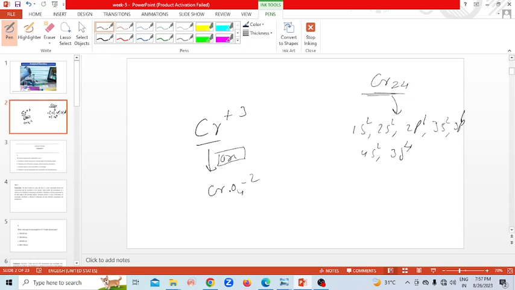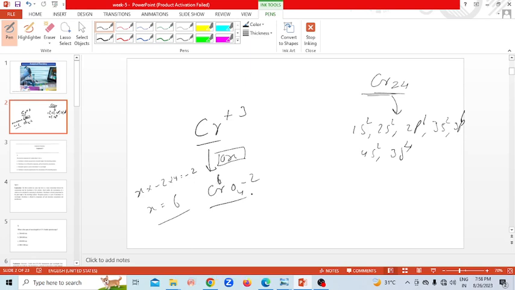So what will be the oxidation state of chromium? Let it be X. Oxygen is minus 2, so minus 2 into 4, and the overall charge is minus 2. So X will be plus 6. If you calculate, you will get X equal to 6. So here chromium has oxidation state 6.